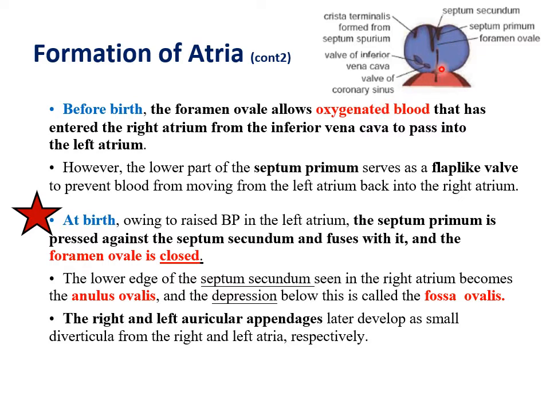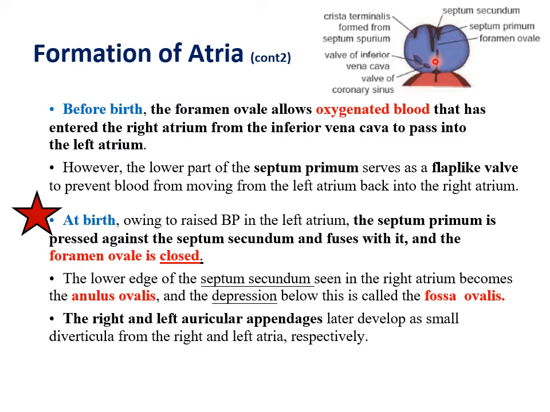However, the lower part of the septum primum, which is this small one, serves as a flap-like valve. It will allow blood to go from the right to the left and not from the left to the right, which is a very important landmark in utero.